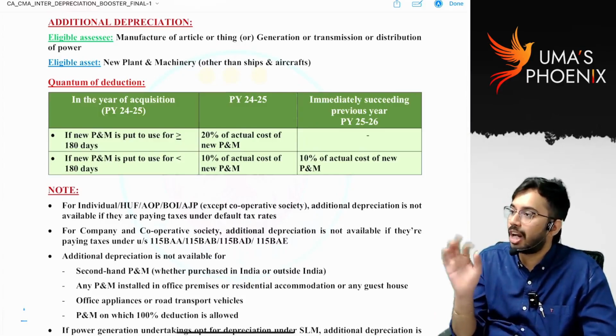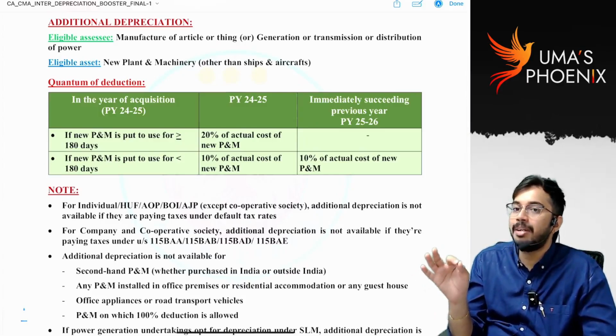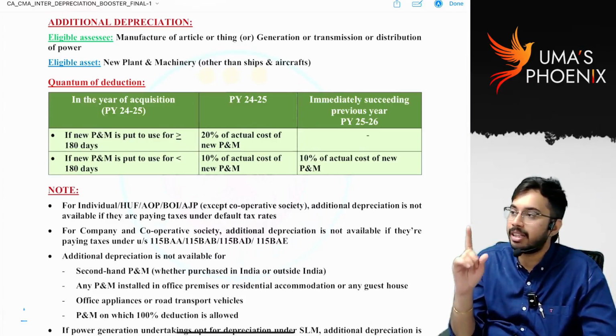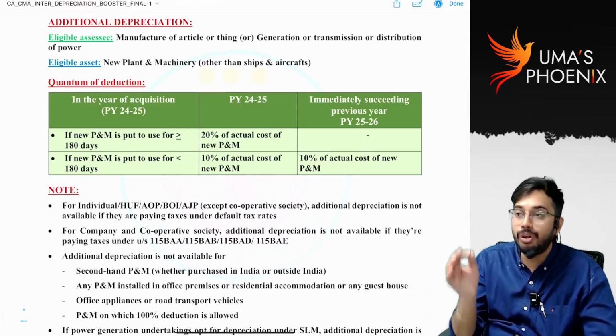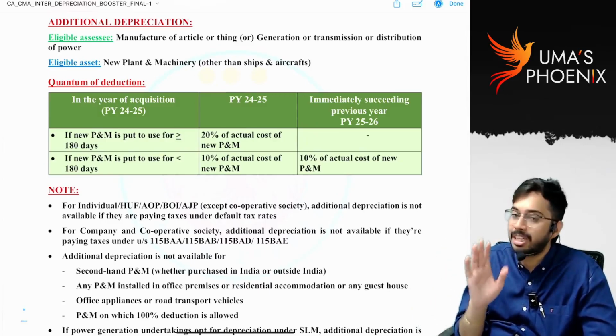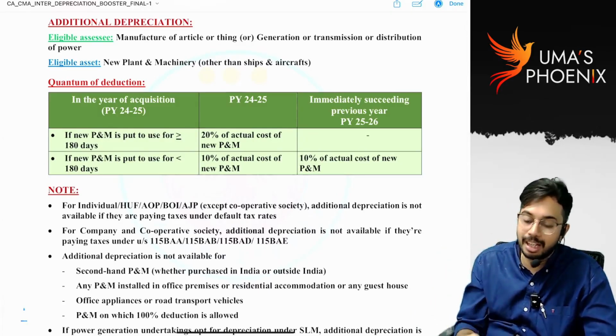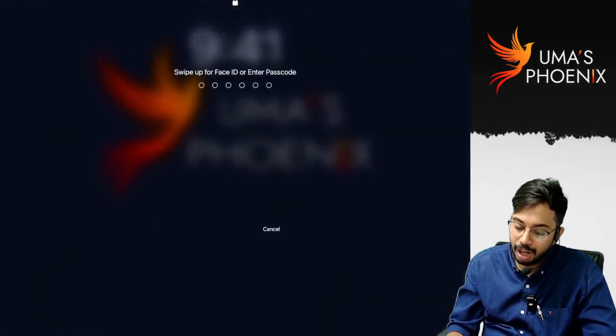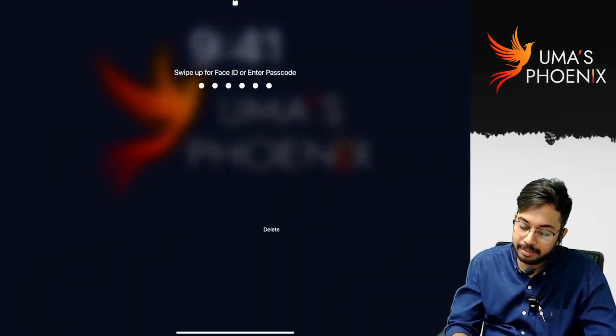Now I will tell you straight away. Additional depreciation is available only for two entities: manufacturing and power generation. It is available for only plant and machinery, only for new plant and machinery. Even for new plant and machinery, for ships, aircrafts and transport vehicles, additional depreciation is not available. Is it clear?